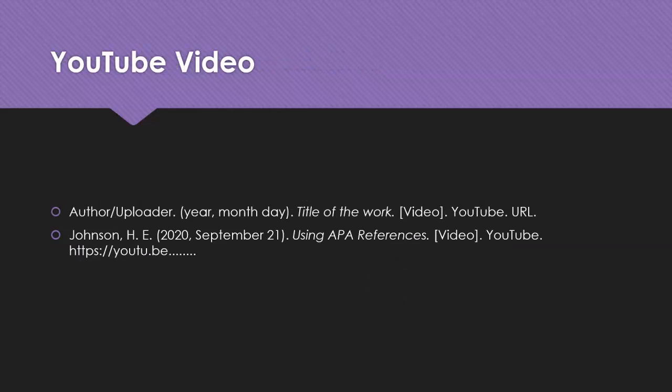Some of you may also want to use a YouTube video in some of your references, so I wanted to go over that as well. With a YouTube video, you're going to start with the author and the uploader, do it the same way, last name, first initial. The difference with the date here is that you're going to use the year, then the month, then the day. Then your title of your work is going to be italicized, followed by the word video, and then YouTube, and then your URL for the YouTube video.